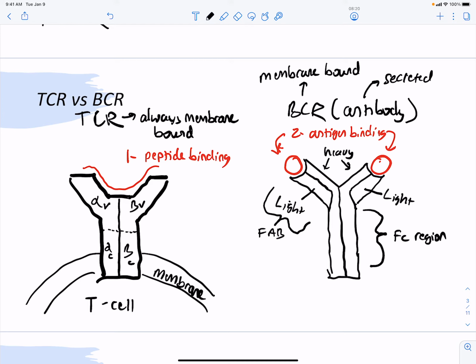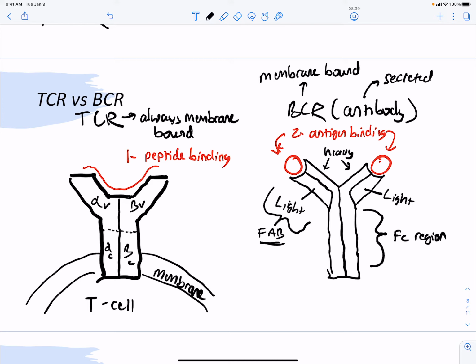So the T cell receptor structure is actually complementary to the Fab fragment of your antibody. This Fab fragment is complementary to the T cell receptor, because keep in mind there's one binding site on each Fab fragment. There's one binding site on the T cell receptor.